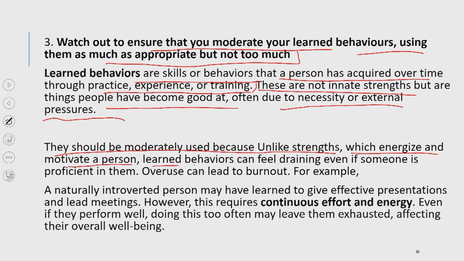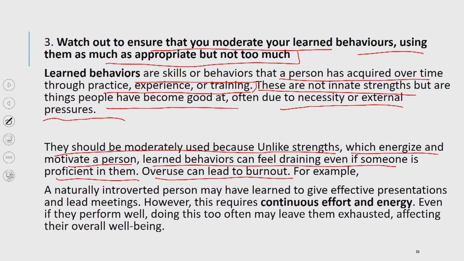However, these learned behaviors can feel draining even if someone is good at it, because they have practiced it again and again. Overuse can lead to burnout because the person is not naturally motivated to do these things. They learn because it is necessary. But if they overuse it, it can be draining to that person.